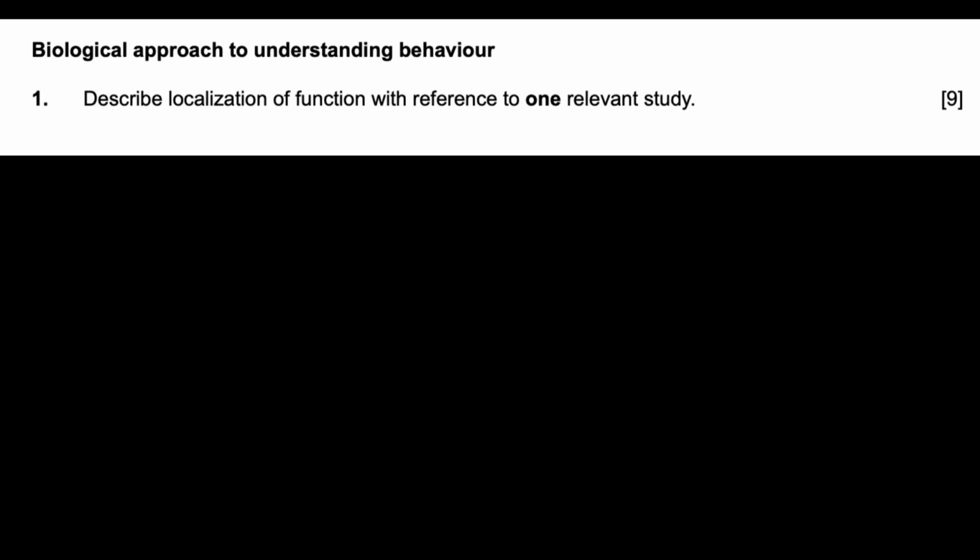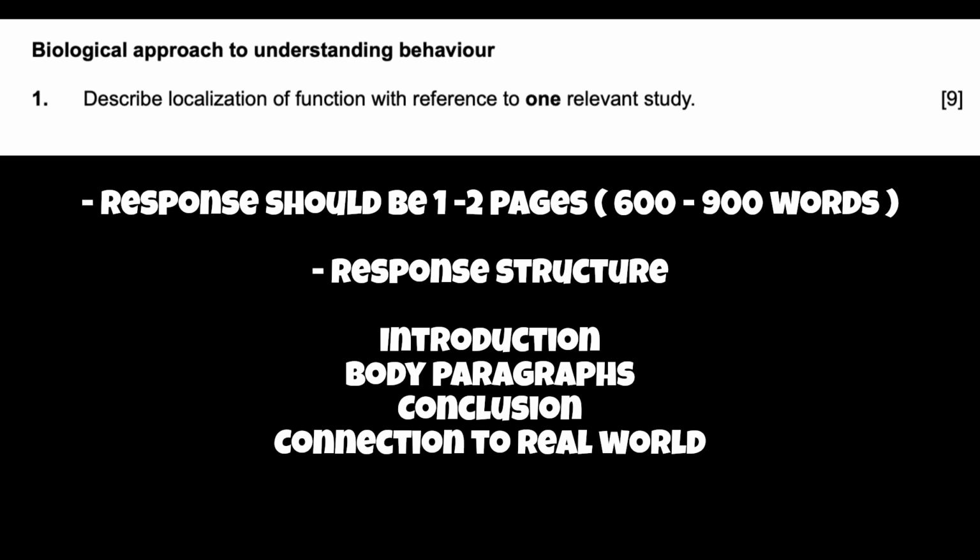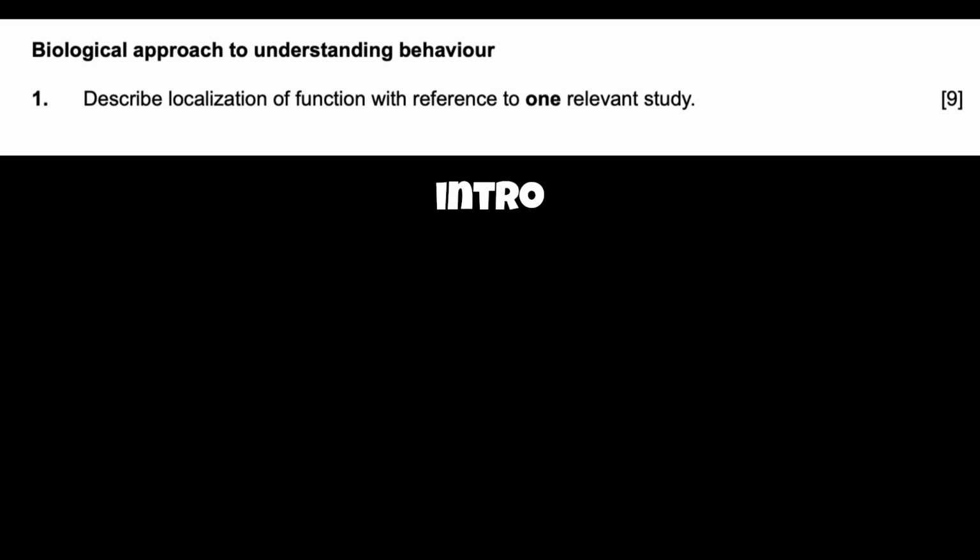So the first thing we need to understand is the length of your response. Typically for a 9-mark question, you should try to aim for 1 to 2 pages, which is around 600 to 900 words, and bifurcate this answer into an introduction, body paragraphs, conclusion, and then the connection to the real world. Now we can talk about what you should incorporate into each component of your answer.